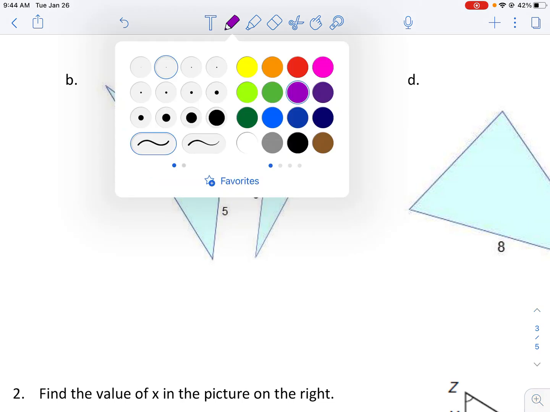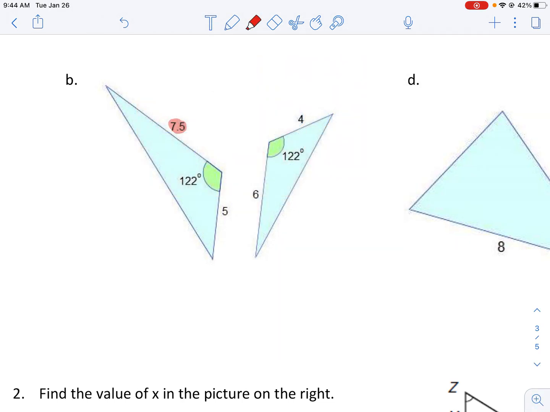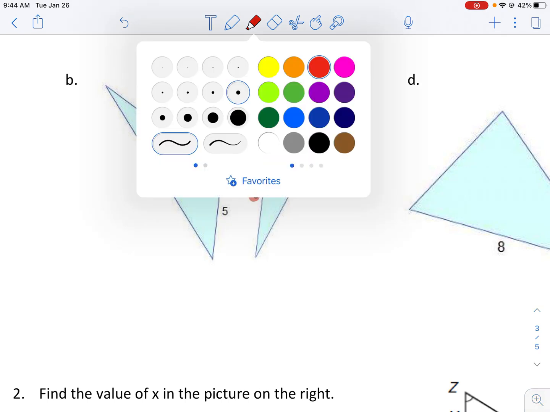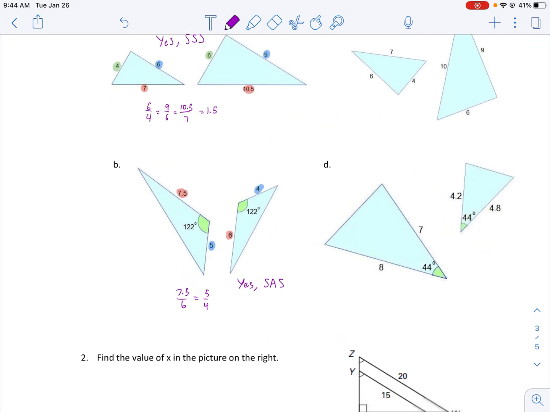and say, all right, does 7.5 correspond to side length 6 then? And then 5 corresponds to 4. And then we could try 7.5 over 6. Does that equal 5 over 4? And yes, those are equal. You can check that on a calculator. And so yes, these are similar triangles by SAS.